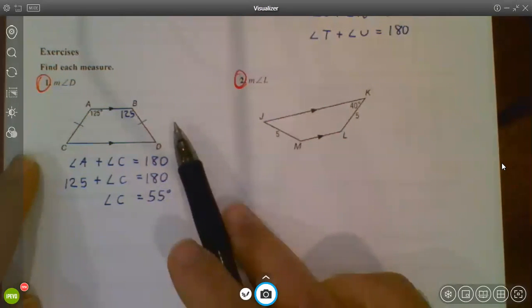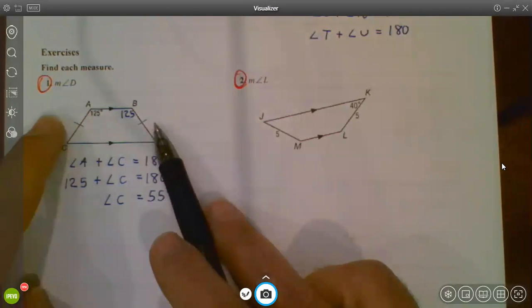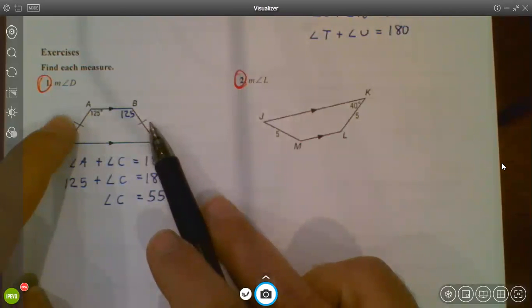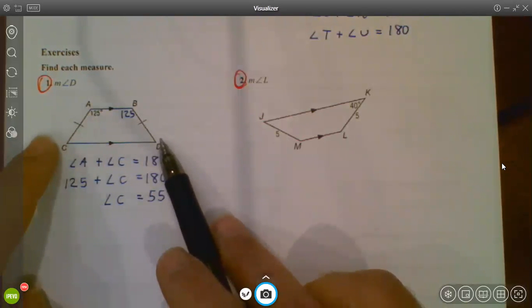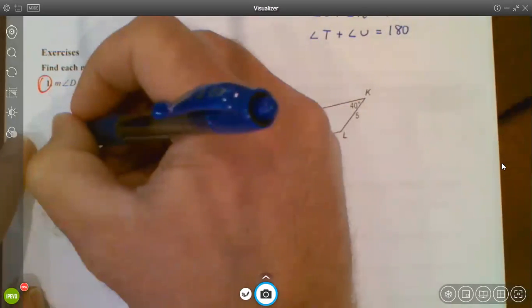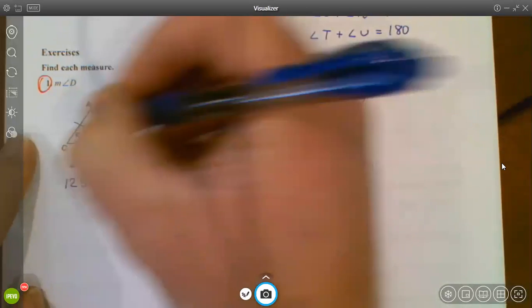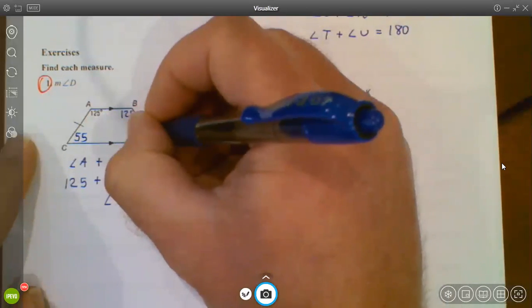Guys, if you go back to those base angles, remember if these two legs are congruent, then not only are those base angles congruent to each other, but so are these. So if C is 55, then D is also 55.